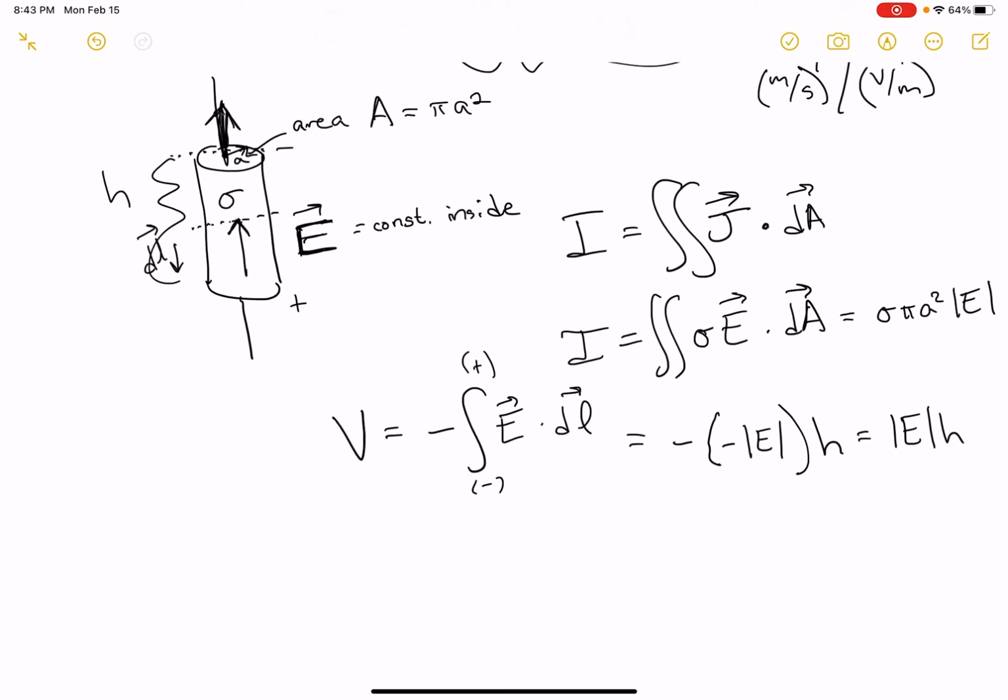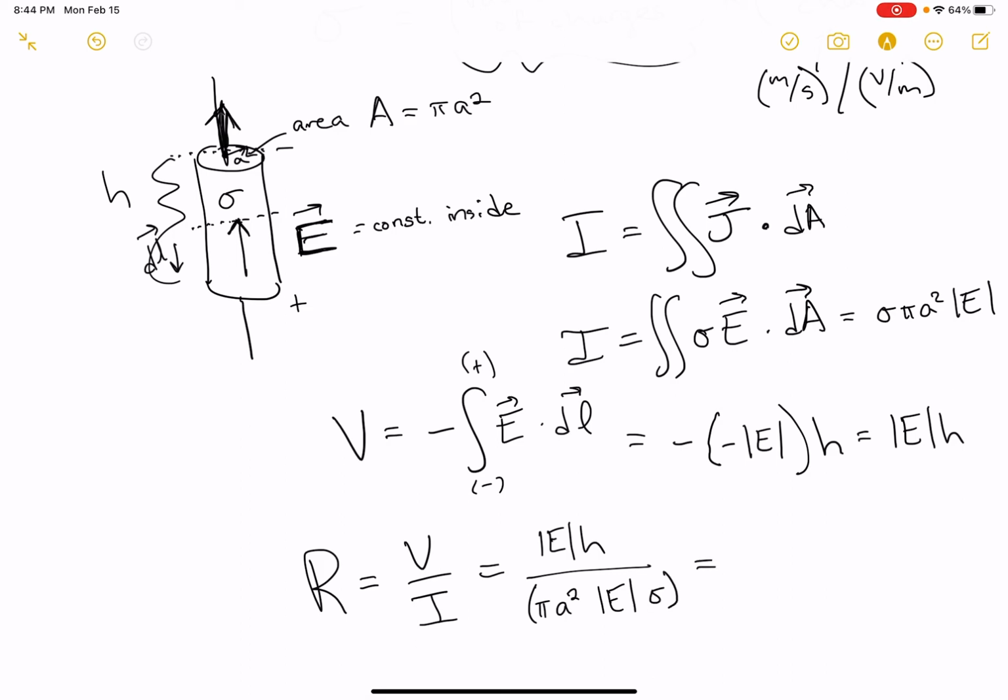So if we want to talk about the resistance of this cylinder, the resistance is just the voltage divided by the current. But we have both of these in terms of the electric field now. So that's magnitude E H, which we computed with this line integral, divided by pi a squared magnitude E sigma. Canceling out stuff, we have that it's H over pi a squared sigma. And in general, you will find that increasing the length of a resistor increases its resistance, while increasing its cross-sectional area decreases its resistance. And so does increasing its conductivity.